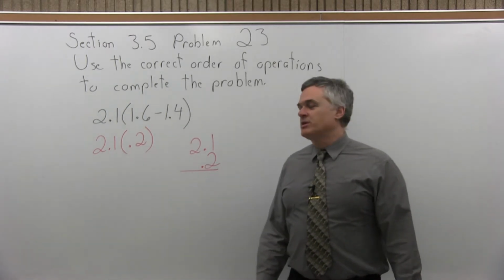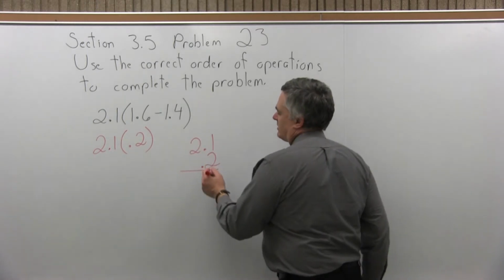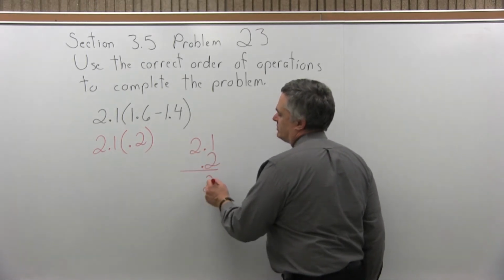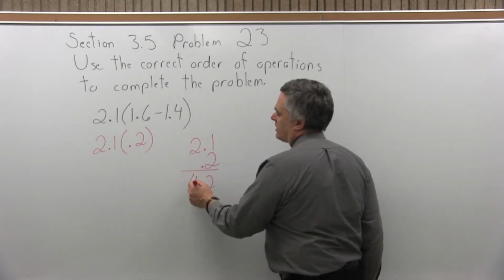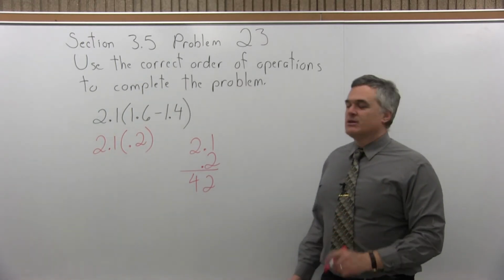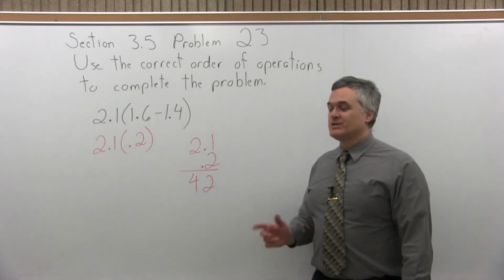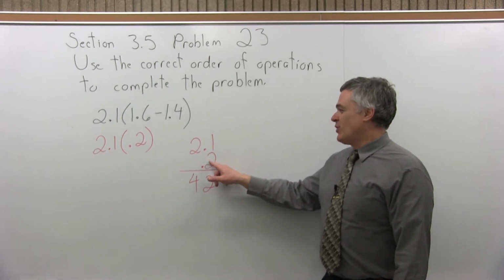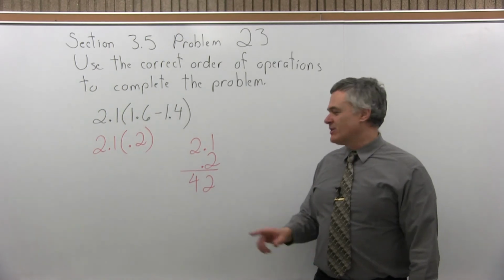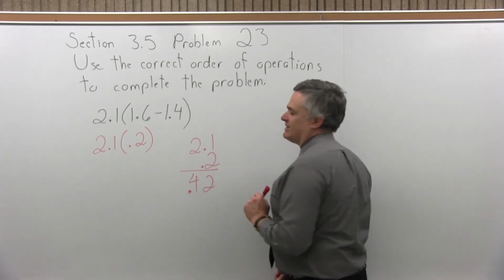So to start the multiplication going, just ignore the decimals, just multiply it, 21 times 2. So 2 times 1 is 2, 2 times 2 is 4, I have 42. Now, the thing is, I have to have the same number of places after the decimal in my answer as I have in my question. So 2 places after the decimal in the question, I must have 2 places after the decimal in my answer.